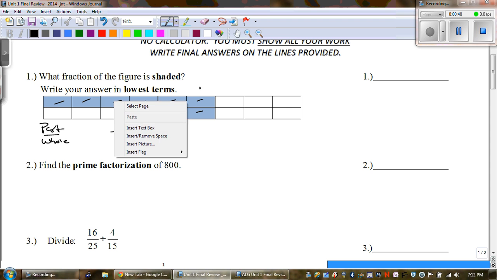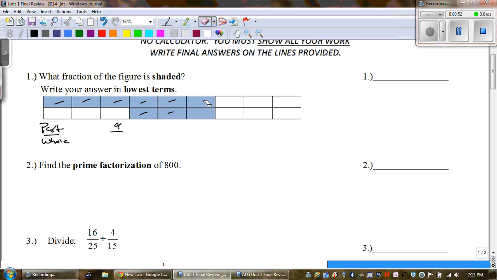And now we have to go back. Oops. It's been a while since Mr. Grice has used this. Okay, so that was 9. And 1, 2, 3, 4, 5, 6, 7, 8, 9, 10, 11, 12, 13, 14, 15, 16, 17, 18. So 9 over 18. Now, is that in lowest terms? I don't think so. You can divide both the top and bottom by 9, and what you're left with is 1/2.